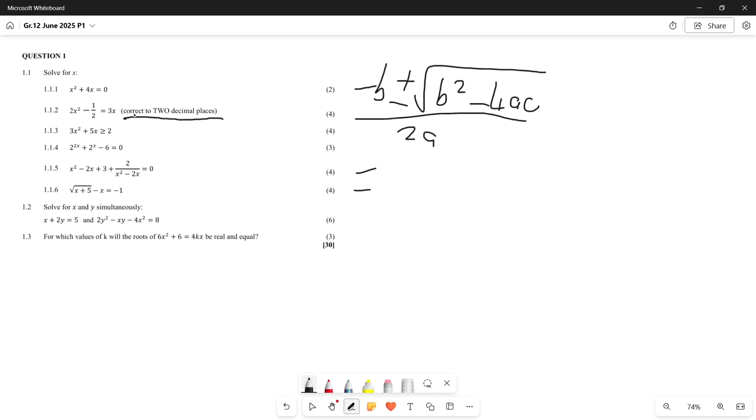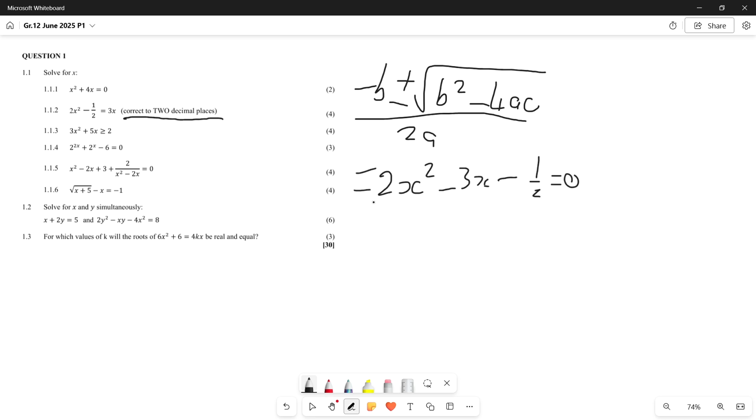What we first have to do is manipulate this to get it into standard form. So what that means is I'm going to take that 3x over to the left side. So 2x squared minus 3x minus a half. So this equals 0 at this stage.